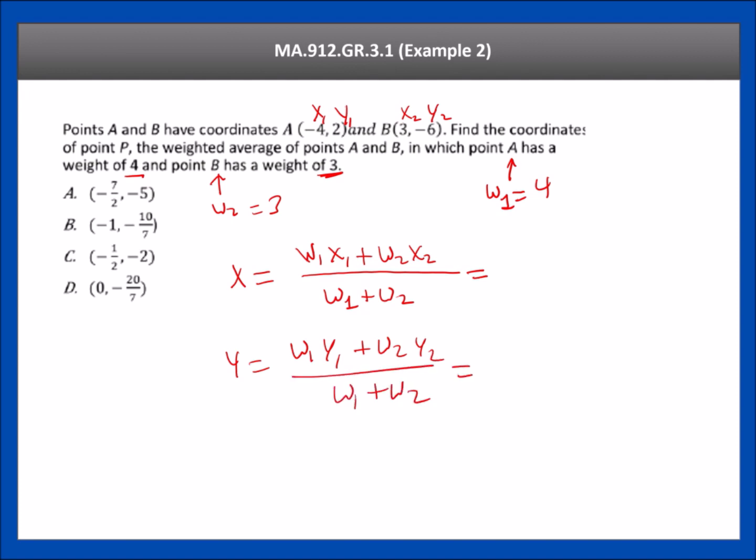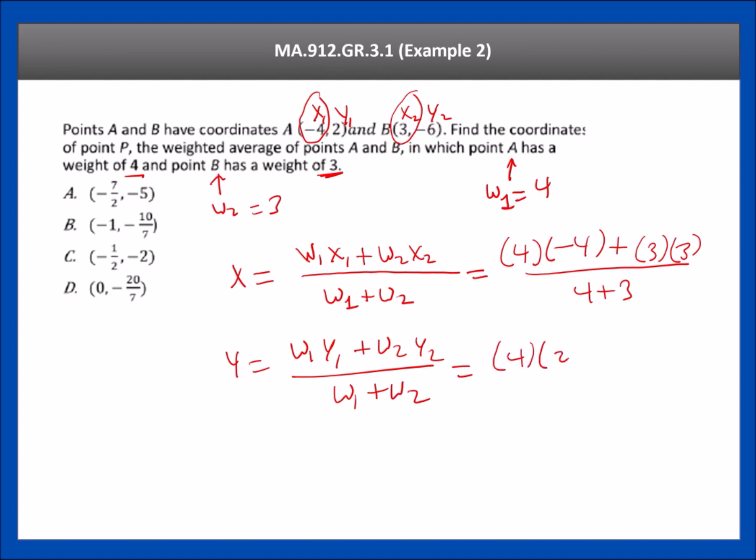All right, so all you gotta do is just plug and chug. So we got 4 for weight 1 times -4 for x1, that's this coordinate there, plus W2 is 3 times x2 is 3 over 4 plus 3. And then for y, the y coordinate is 4 times the y1 is 2, plus 3 times y2 is -6 over 4 plus 3.